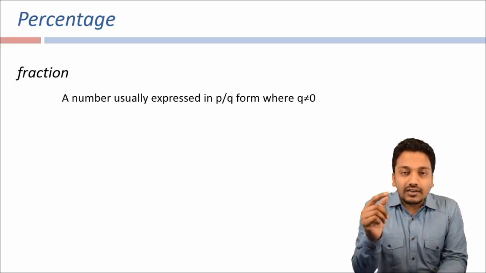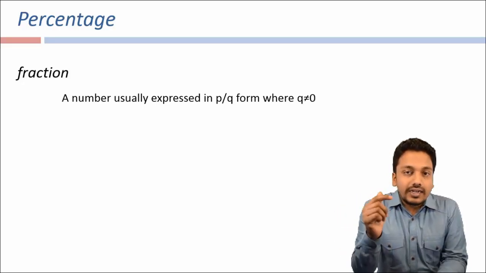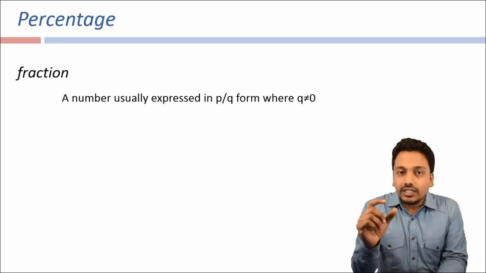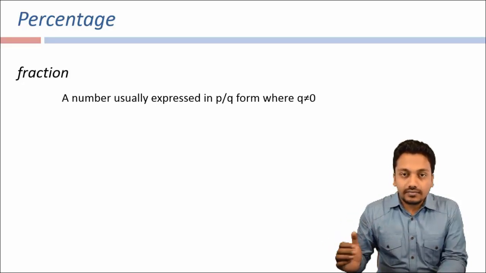But in p by q form, the p is called the numerator and q is called the denominator. Denominator should not be equal to 0, otherwise the number is said to be not defined.